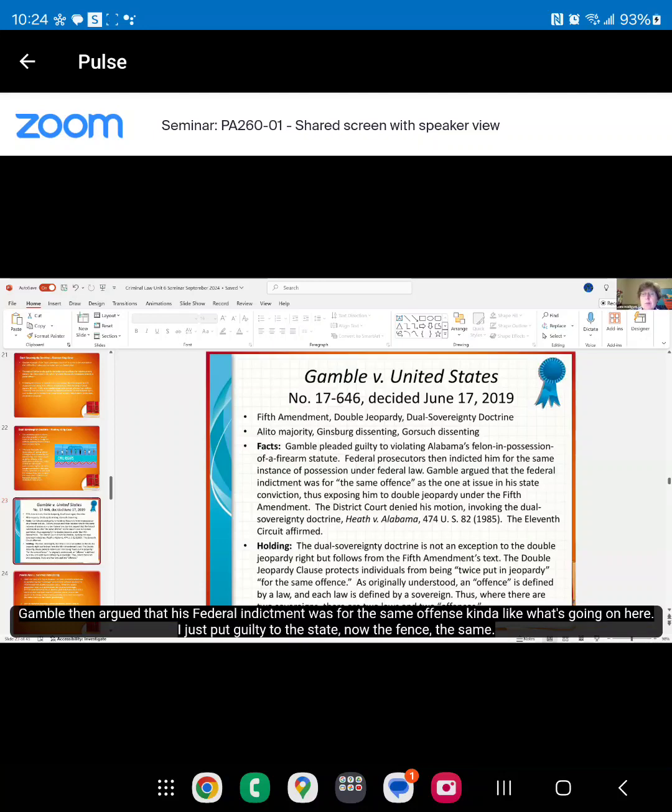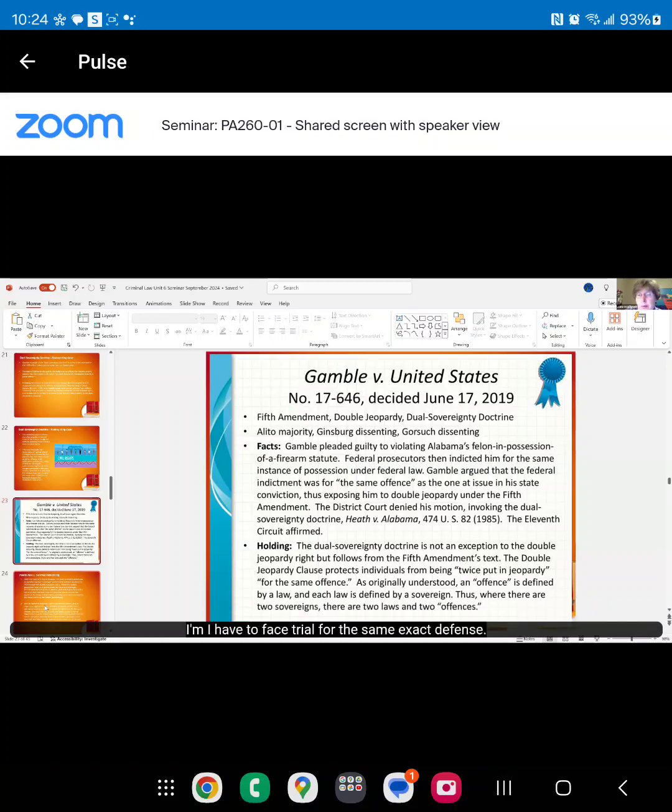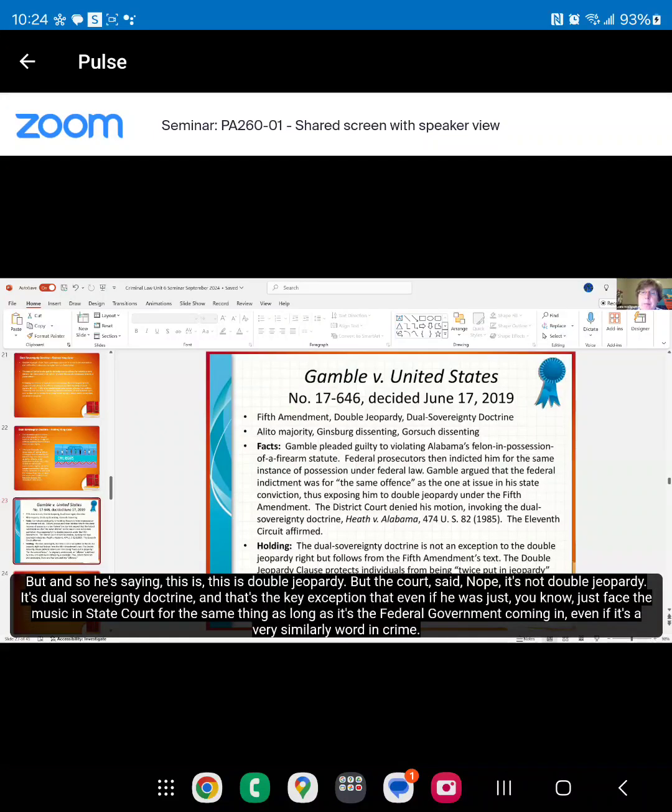Gamble then argued that his federal indictment was for the same offense, kind of like, what's going on here? I just pled guilty to the state. Now the feds are saying I have to face trial for the same exact offense. And it really is the same exact offense, felon in possession of a firearm. So he's saying this is double jeopardy. But the court said, nope, it's not double jeopardy. It's the dual sovereignty doctrine, and that's the key exception.